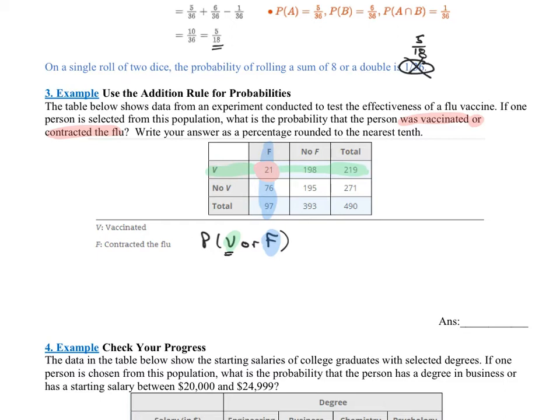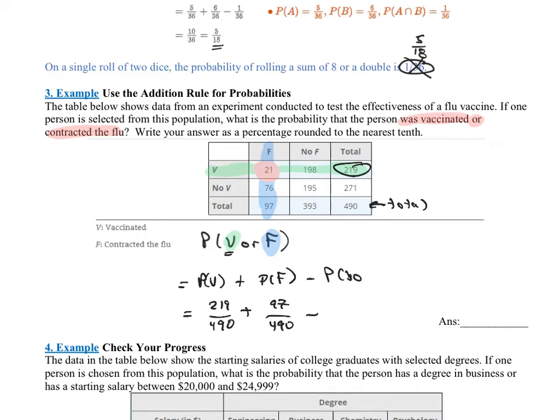So again, the probability of vaccination was 219 over the 490. We're going to add to that the probability of the flu. So how many people contracted the flu was 97 of the 490. But then we need to be careful. We need to take away the probability that they were both. Those who had the vaccine but still contracted the flu. Looks like that's a total of 21 of the 490 people. So if we put that together, seems to me that we're getting about 59 over 98.